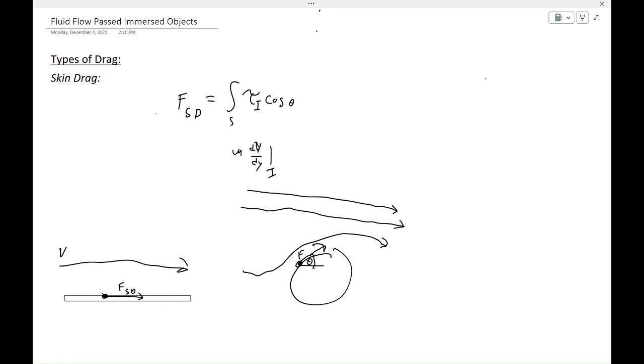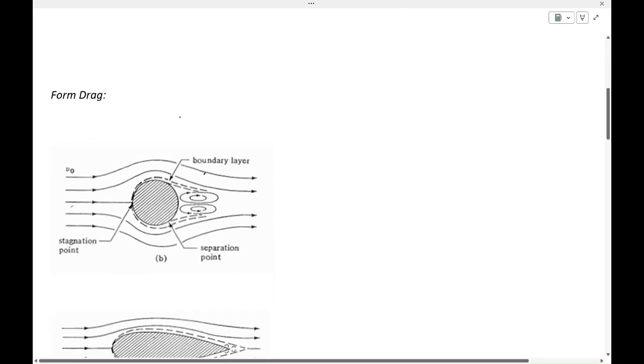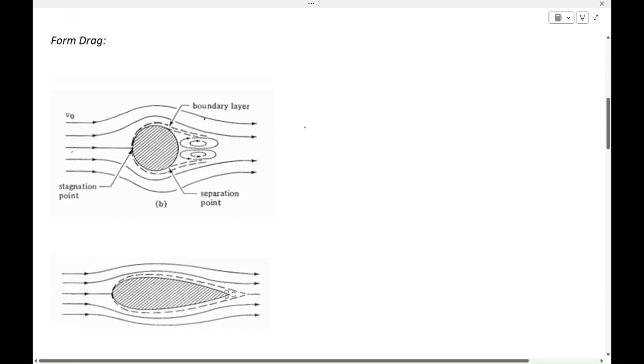So we would take this angle theta and find the cosine of that angle, and that would be our resulting force. And then, of course, it's with respect to area. So this is our skin drag equation. The other type of force is known as form drag, and this actually takes into account the geometry of the object that is being flowed over.